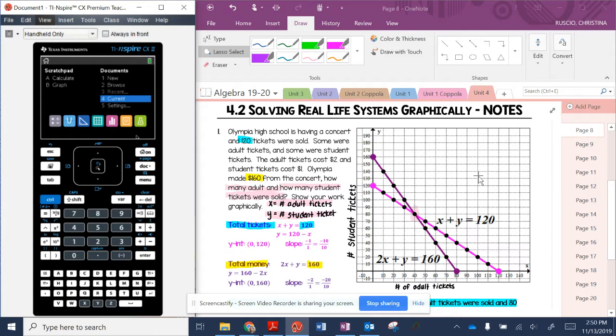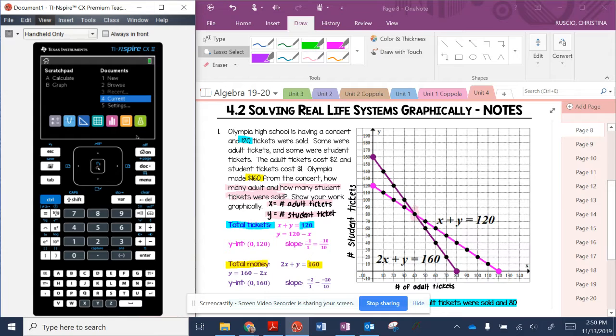In example number 1, there were a couple things that were left off in the packet. As you can see, I went ahead and labeled my X and Y axis with number of adult tickets and number of student tickets. I also wrote out what each of those variables equals over here. This is something that I want to get into the habit of as we do these types of questions.